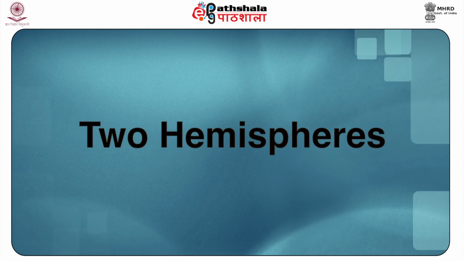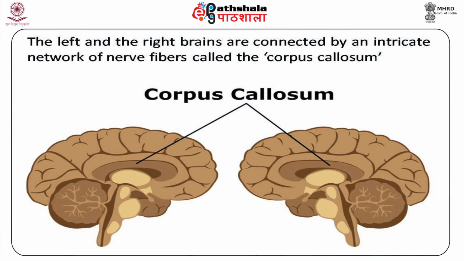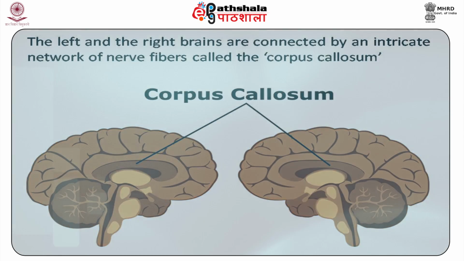Let us now understand the two hemispheres of our brain. Imagine looking down through the top of your head onto the cortex of your brain. You would see that it is made up of two halves called hemispheres. On the left is the left brain and on the right is the right brain. The left and right brains are connected by an intricate network of nerve fibers called the corpus callosum.